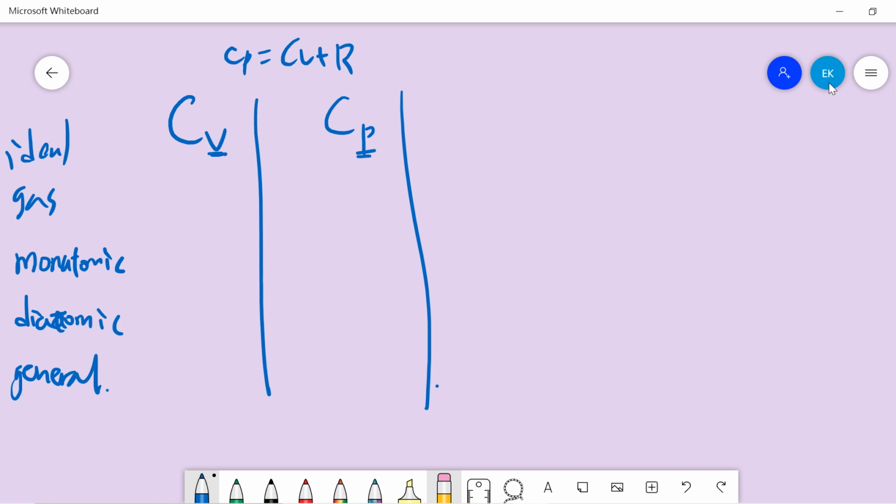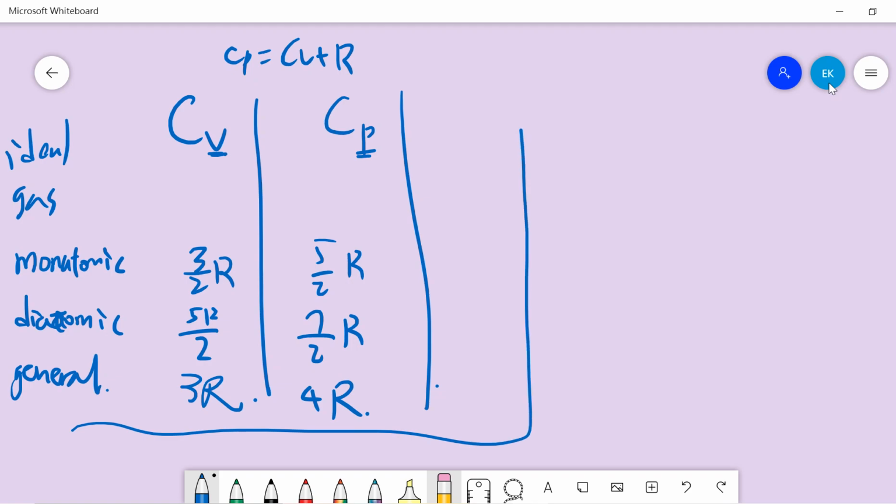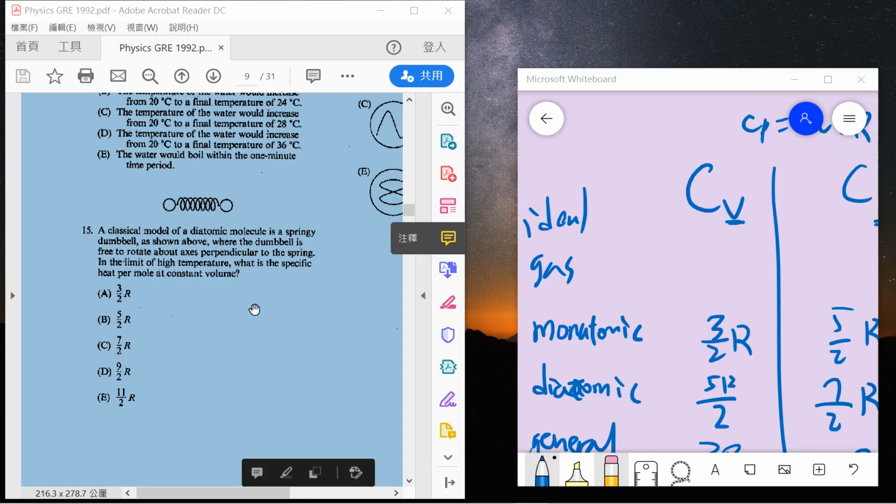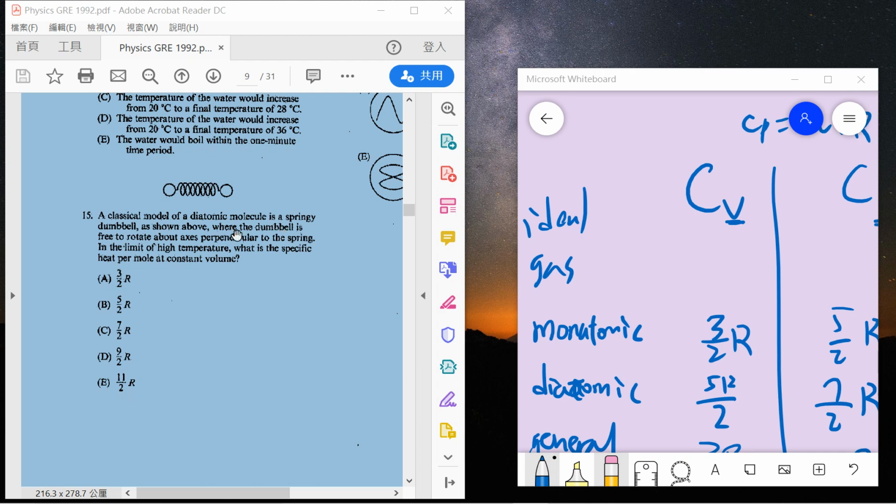And Cv is, one degree of freedom gives you 0.5 R. So monatomic, you have 3 translations, so you have 3 over 2 R. Diatomic, you have 3 translations plus 2 rotations, so it's 5 R over 2. And in general, you have 3 translations, 3 rotations. So Cp is Cv plus R. Remember this table. This is very important.